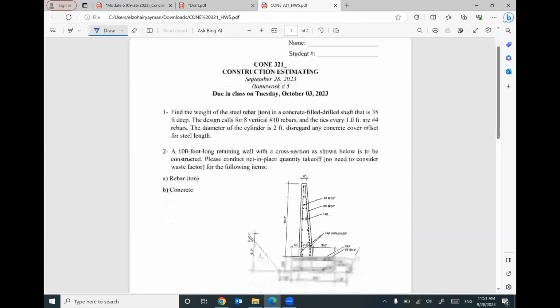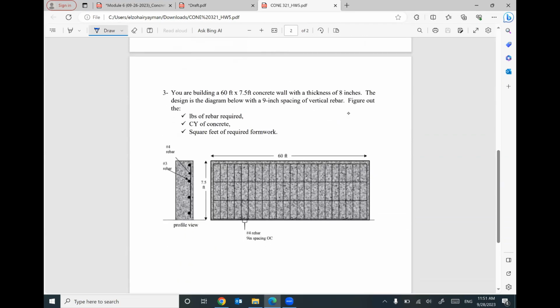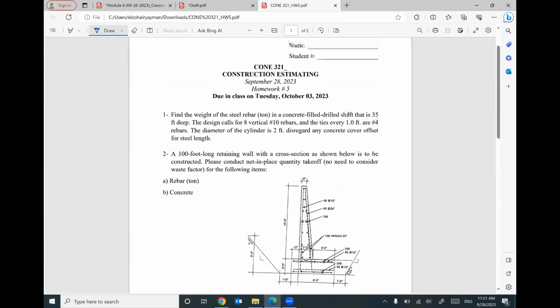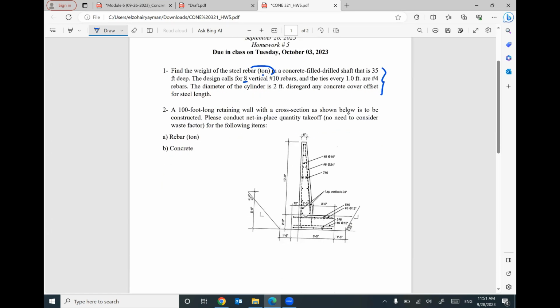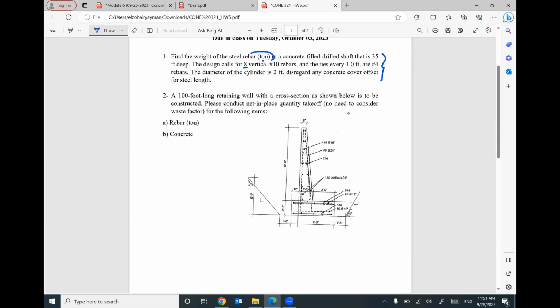We have homework, 3 problems only. The first one looks like your solved examples in the lecture notes. We have a concrete filled drilled shaft with a total length of 35 feet deep, and we have vertical steel rebars and the ties. We need to figure out how much steel reinforcement in tons. And we have this retaining wall with these details. You need to figure out how much steel rebar we need and how much concrete also.